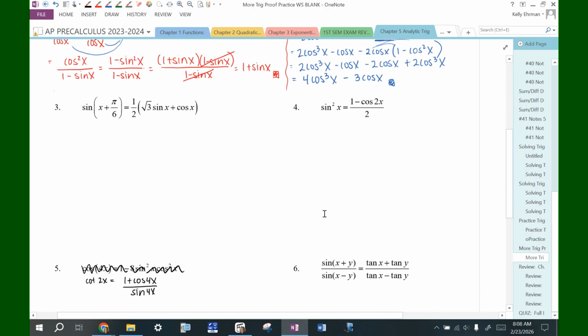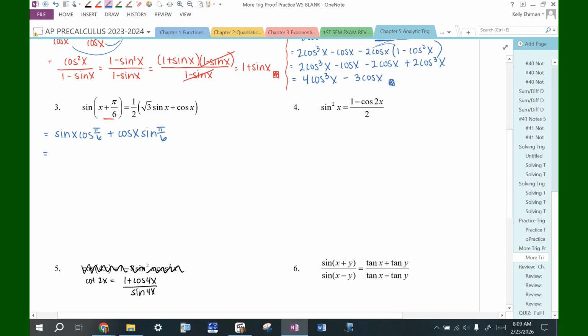Take a look at number 3. Again, I want to start on the side that doesn't have just x for the angle. So I want to start here. And if I see addition in the angle, then I should use my sum formula, this time for sine. So expanding that out, it's the sine of the first angle times the cosine of the second angle. So that's sine of x times cosine of pi over 6 plus cosine of the first angle times sine of the second angle.